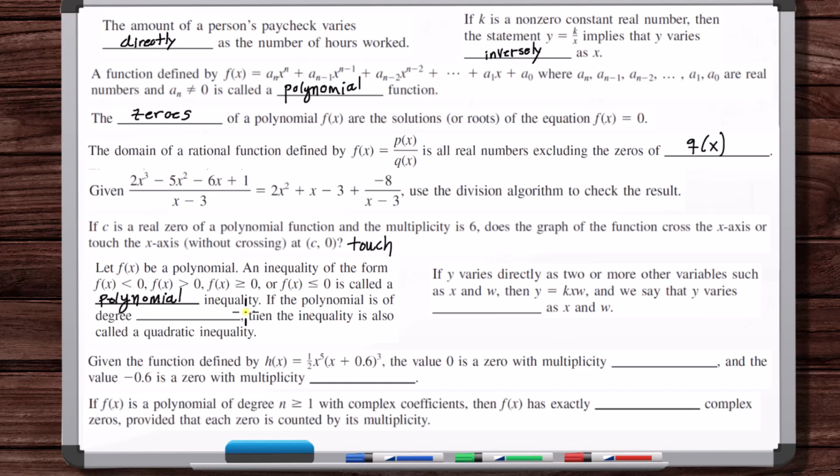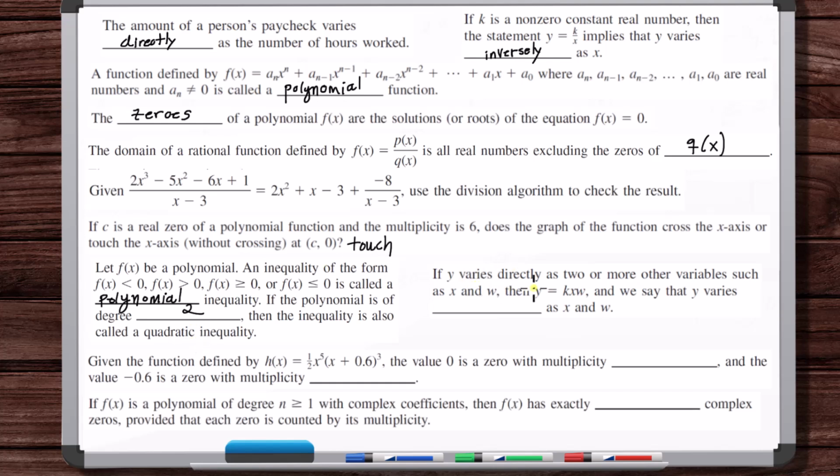And this is going to be the definition of any type of inequality. If you bring all the terms to one side and you simplify and you have a pure rational expression, well, then it's a rational inequality. Same, right? If the polynomial is of degree 2, then the inequality is also called a quadratic inequality. It's just like a quadratic equation. If you take any quadratic equation and change the equality to an inequality, you have a quadratic inequality.